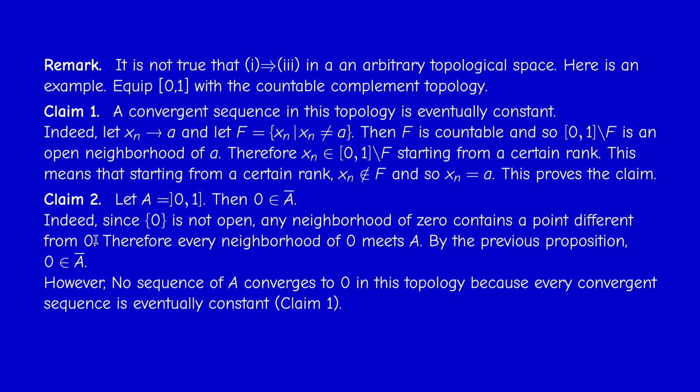So 0 belongs to A bar, and this proves claim 2. However, no sequence of A converges to 0 in this topology. Why? Because if xn is a sequence in A that converges to 0, then xn will be 0 according to claim 1 from a certain rank. But then it will be outside A because 0 is not in A. Right? So here we have 0 is in the closure of A, but no sequence of A converges to 0. Okay, so this is a counterexample.